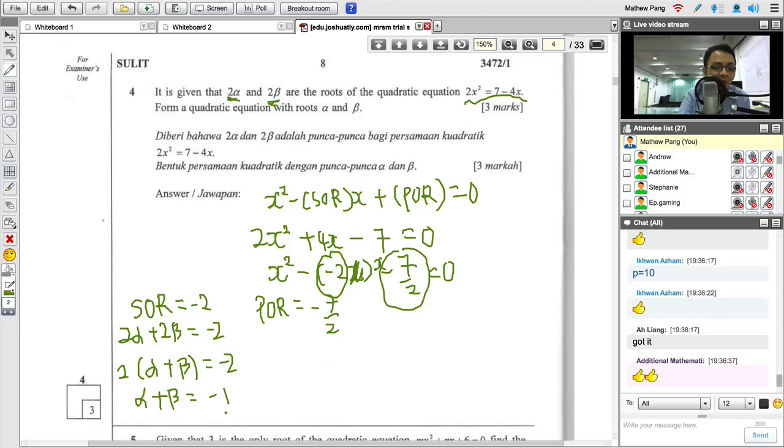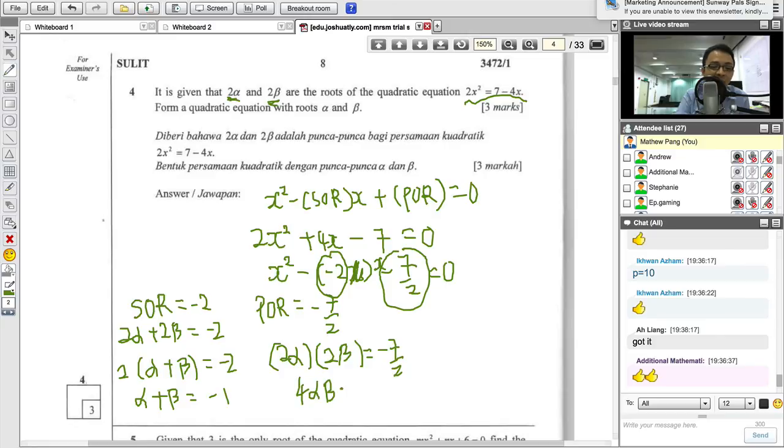Alright, this is simple. And then this is 2 alpha multiplied by 2 beta because they are the product, right? That equals negative 7 over 2. So 4 alpha beta equals negative 7 over 2. So alpha times beta equals negative 7 over 8. Then we need to form the equation with alpha and beta, right? Alpha plus beta, I got negative 1. Alpha multiplied by beta, I got negative 7 over 8. Then I just substitute into this equation. I just do the substitution work.